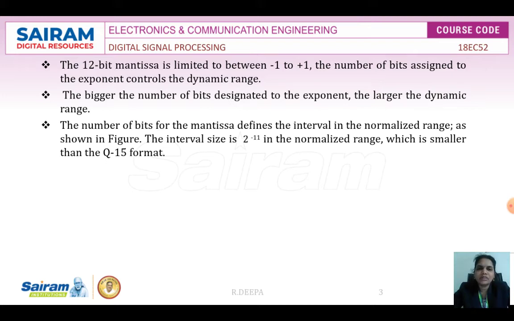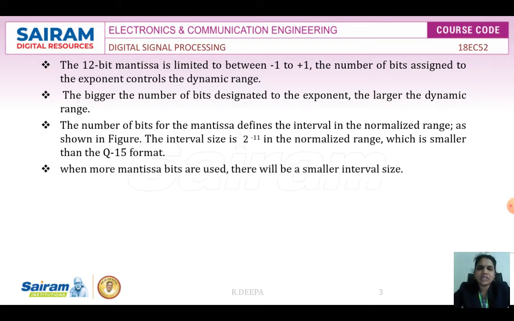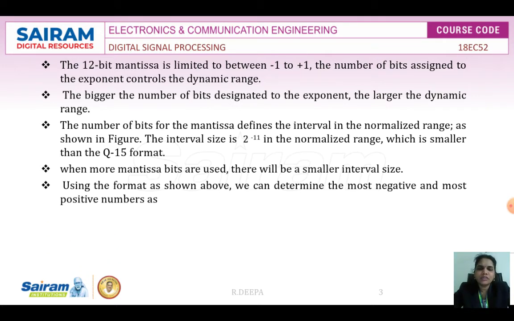If the number of bits for the mantissa is more, the interval size will be less. Here the interval size is 2 power of minus 11, which is very small when compared to the Q15 format. Why? Because in the Q15 format the interval size is 2 power of minus 15. That is, if you increase the mantissa bits, the interval size will be very small.